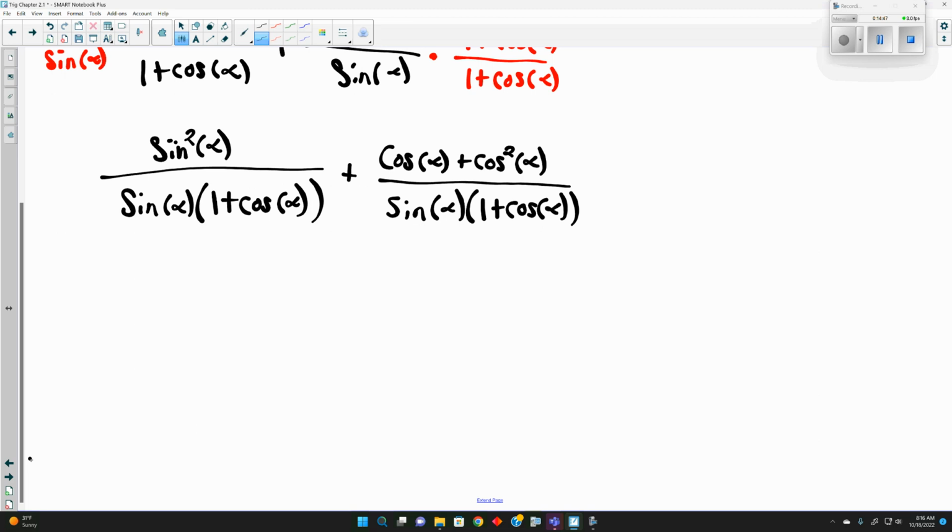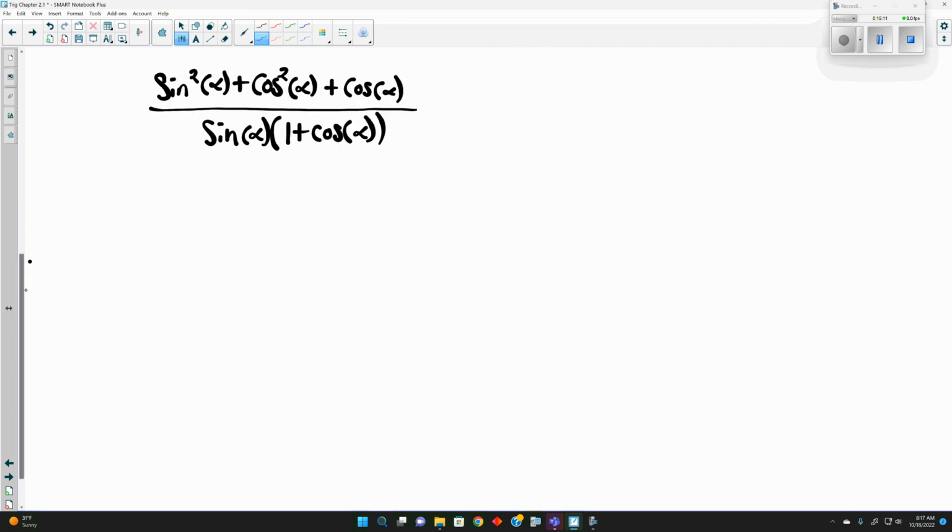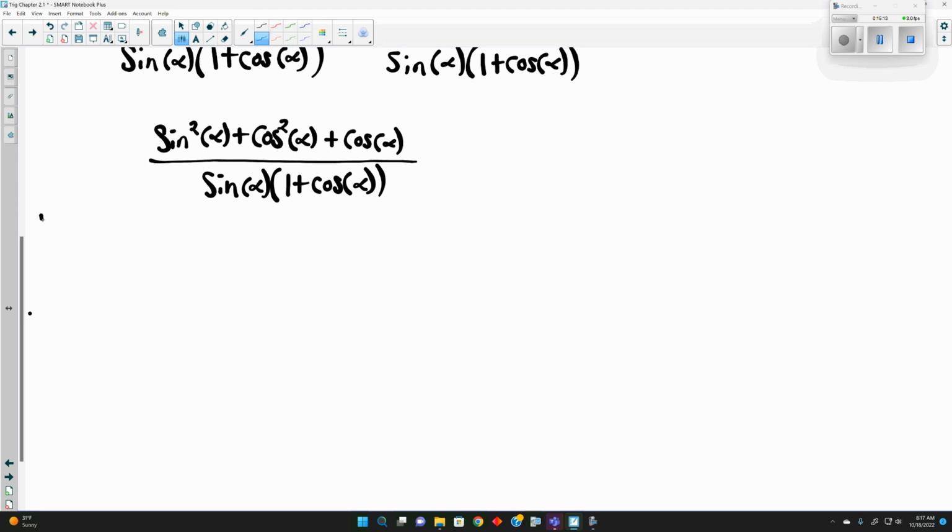Okay, now we can add them together. If we add these together, we'd have sine squared of alpha plus, I'm going to put cosine squared of alpha next to it, plus cosine of alpha over sine of alpha times 1 plus cosine of alpha. Any questions on how we got to this point here?